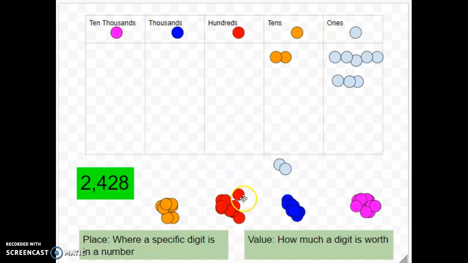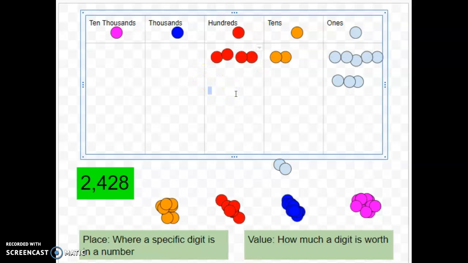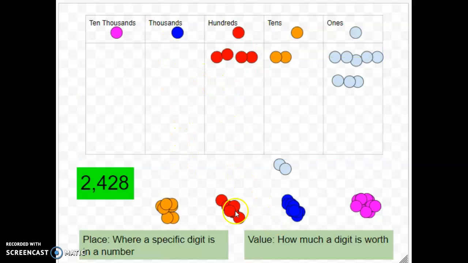Then 4 hundreds. Remember, 4 hundreds is here. 1, 2, 3, 4. And then you have your 2 thousands. So we have 1, 2, the next place value. All right, so we have 2,000, 400, 2 tens, 8 ones. The number name is 2,428.